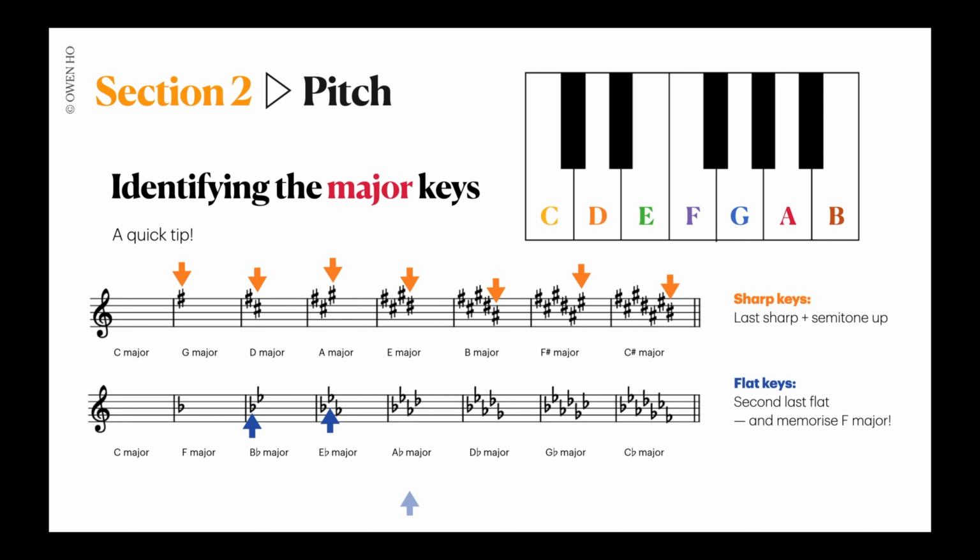In A flat major, the second last flat is an A flat. In D flat major, the second last flat is D flat. In G flat major, the second last flat is G flat. And in C flat major, the second last flat is a C flat.